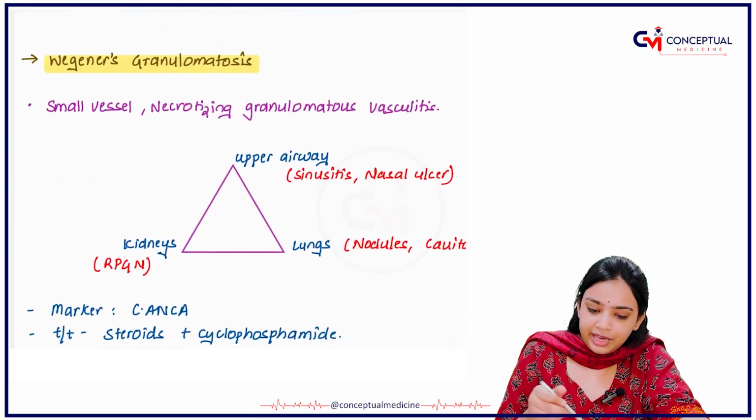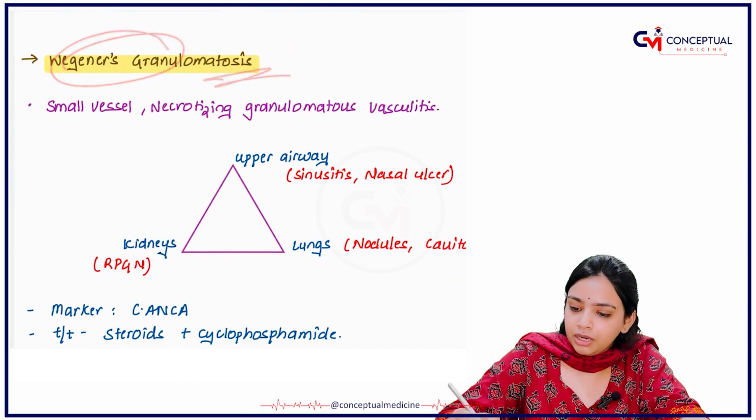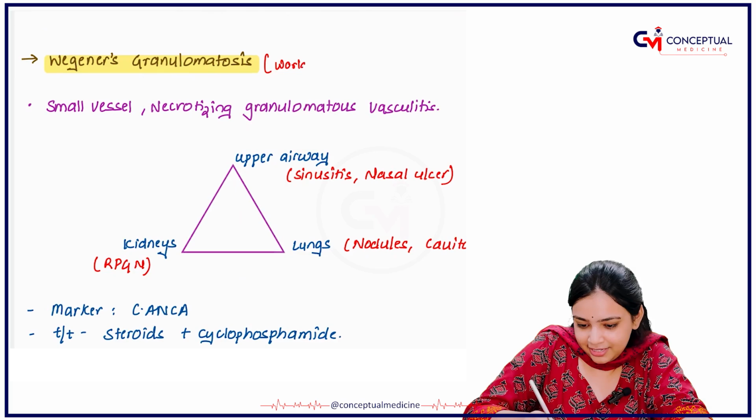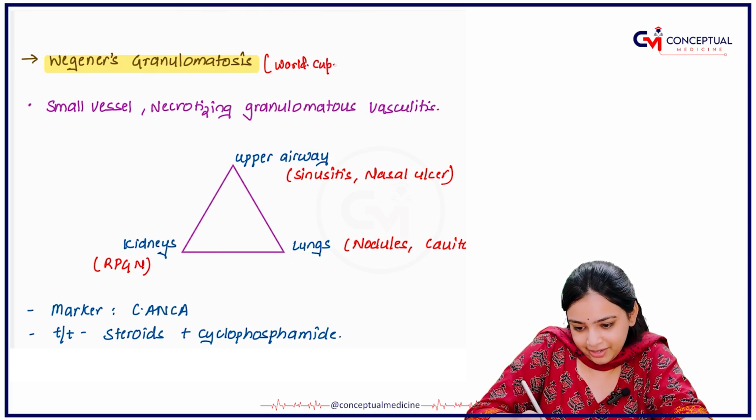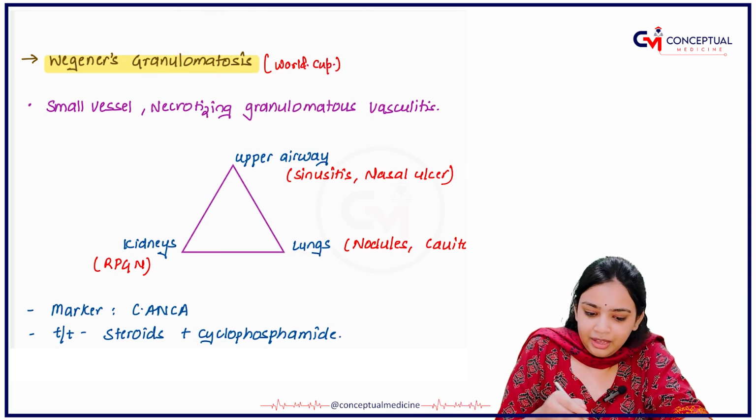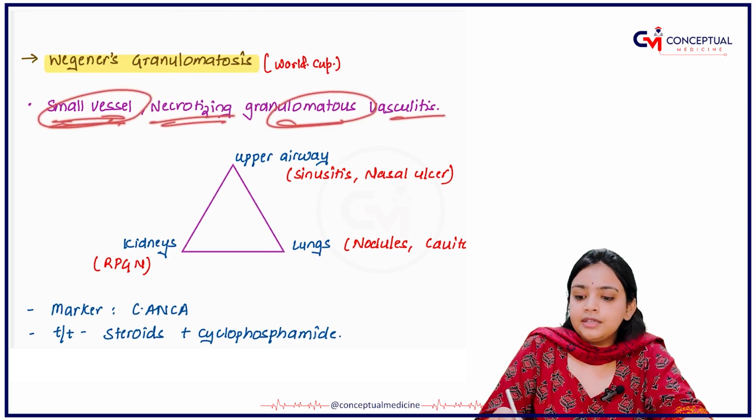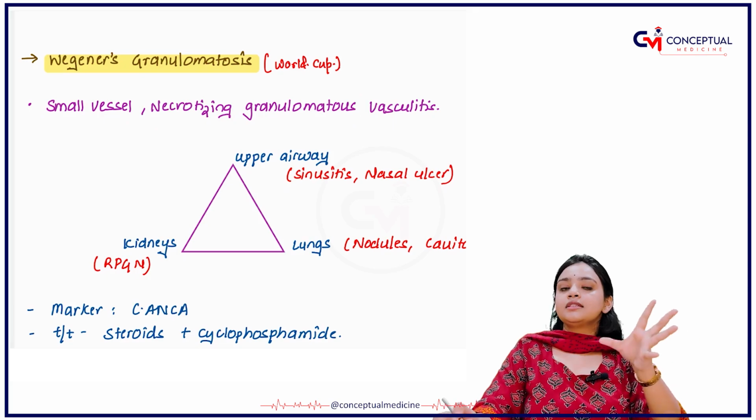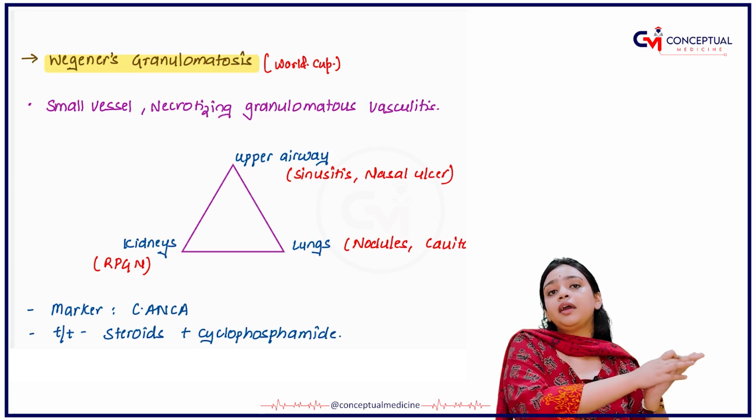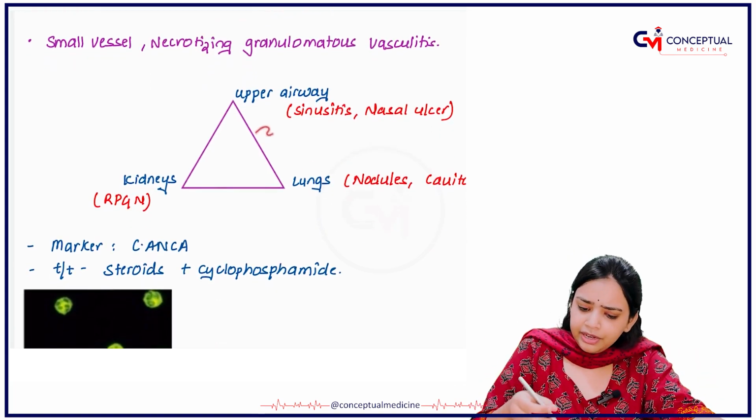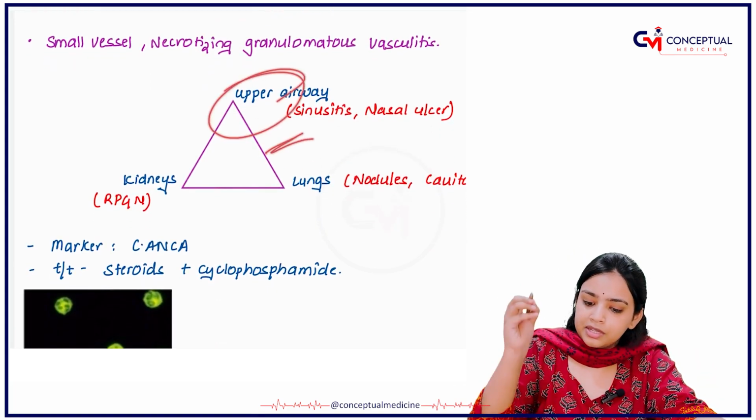Next you have is the Wegener's granulomatosis, and what mnemonic I have told you to remember? The mnemonic of World Cup, right? So it is a small vessel involved, necrotizing granulomatous vasculitis. In this disease, the small vessels are involved and you have the C ANCA antibodies that are there. So you have a very, very good triad in this disease. What is the triad you have?